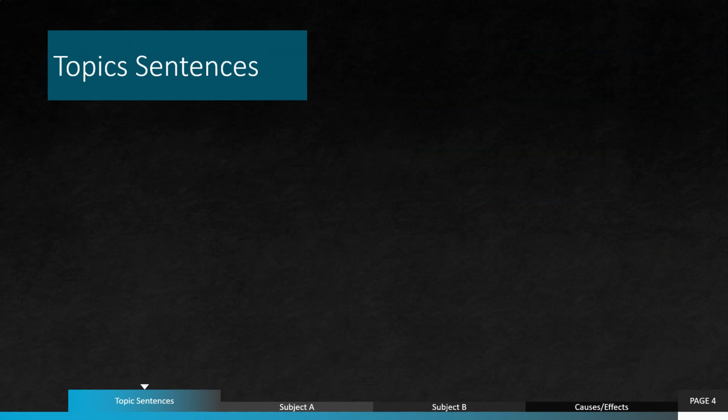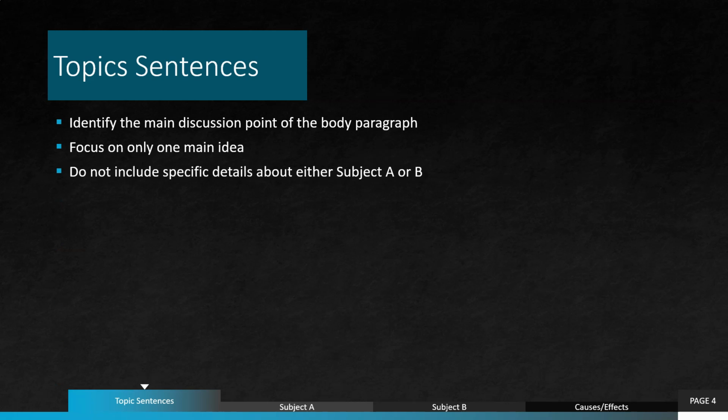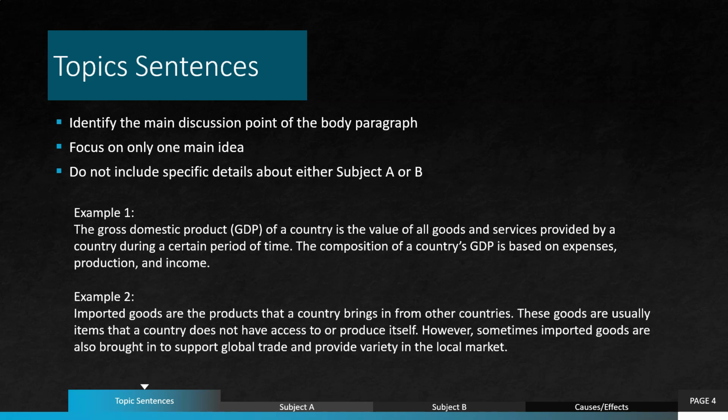Topic sentences. These identify the main discussion point of the body paragraph. They focus on only one main idea. They do not include specific details about either subject A or B. Let's look at a couple of examples.